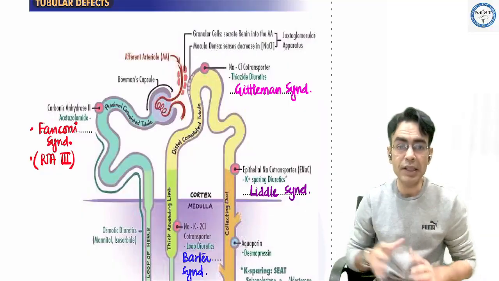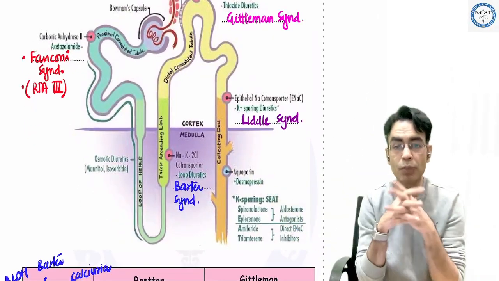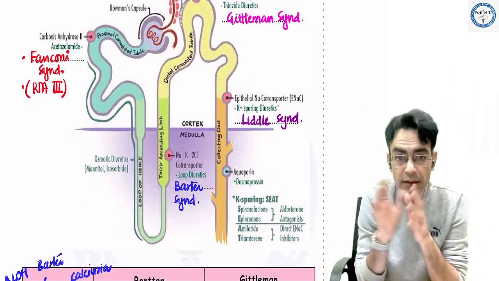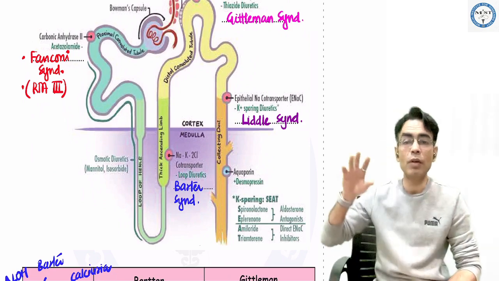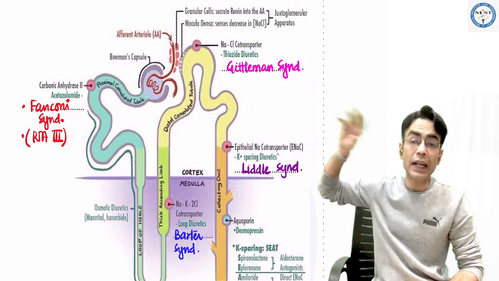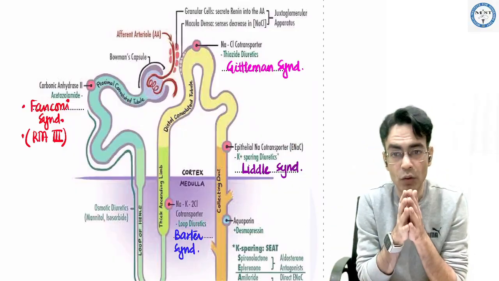देखो, if there's a PCT, carbonic anhydrase problem, it is Fanconi. If there is problem in the NKCC channel in the ascending loop of Henle, then it is Bartter. If it's a problem with the sodium chloride channel in the DCT, it is Gitelman. And if it is a problem with the ENaC channel, it is Liddle syndrome.